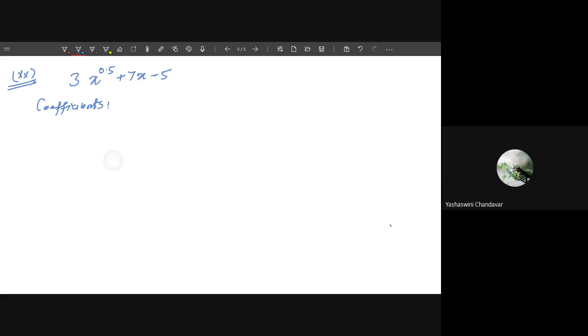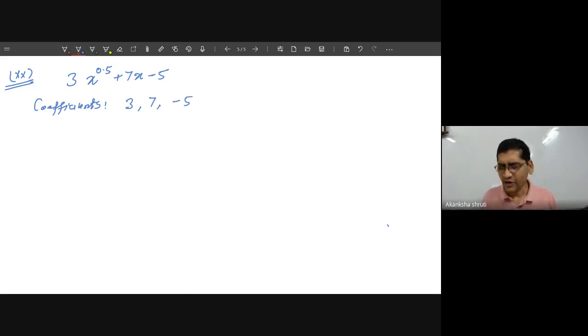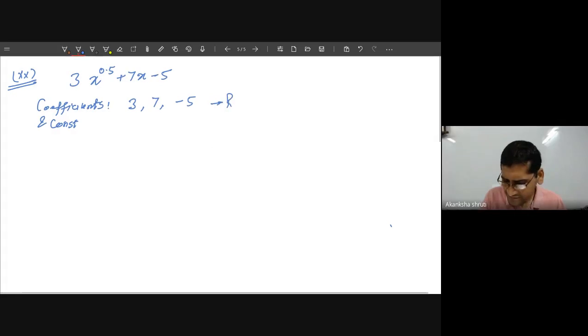3, 3, 7 and 5. 3, 5, 7, and the constant term is minus 5. Coefficient and constant we can write together. So these are real numbers. It's appearing okay. But what are the powers? What are the powers here, students?